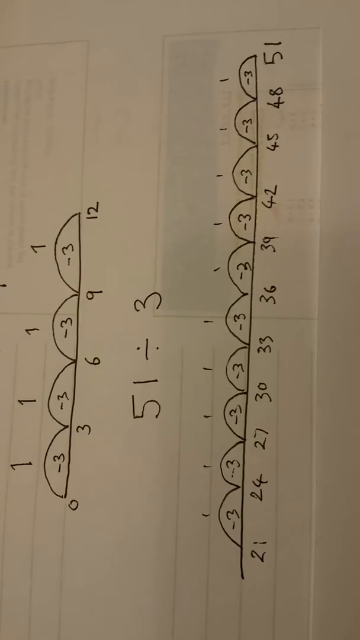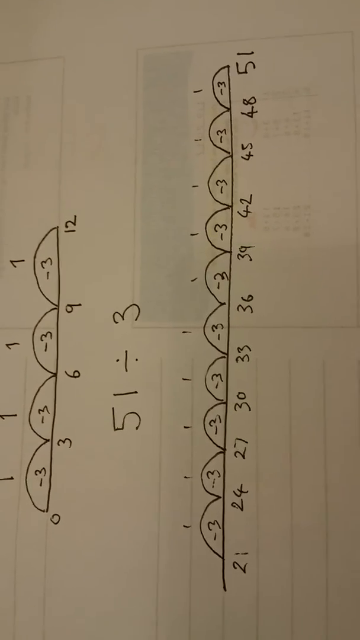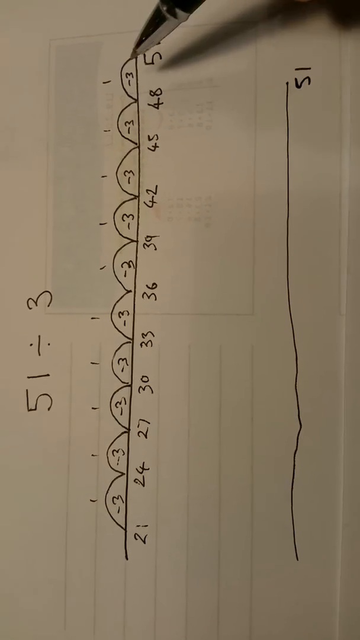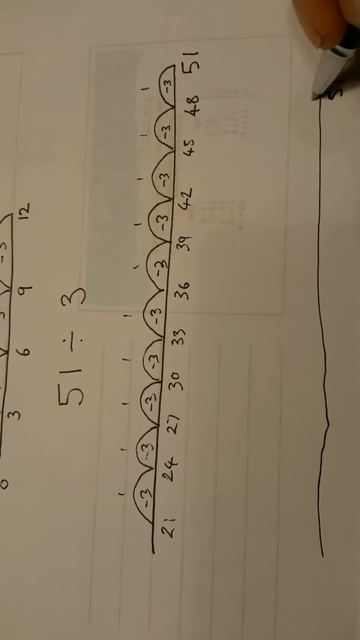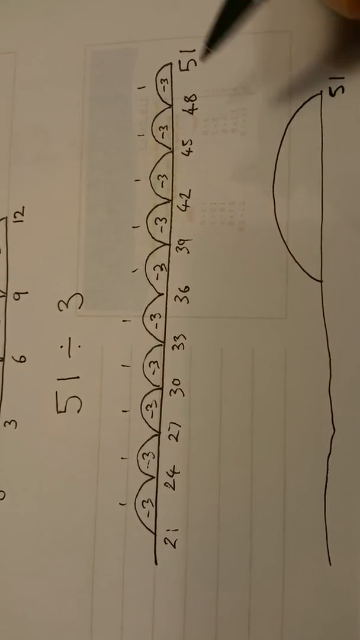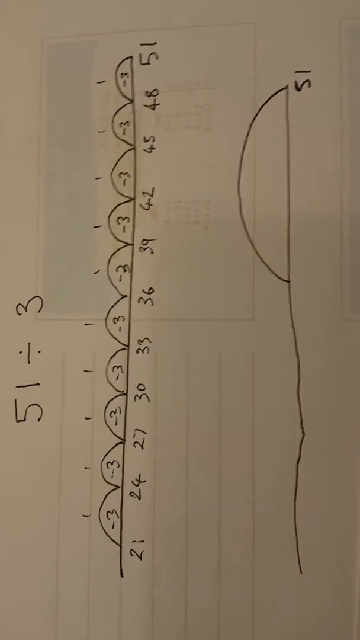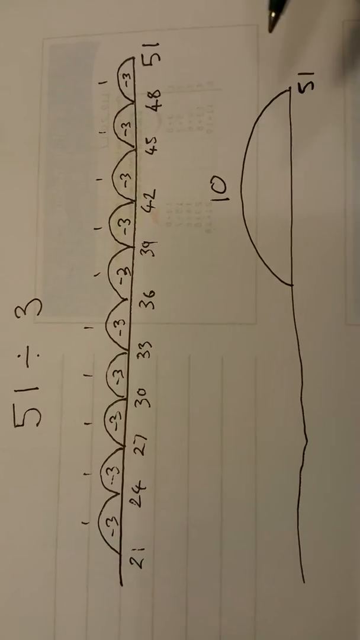Well, why don't I just do that in one big jump? So I can draw my line again, here, and I can say that's still 51. But instead of doing 10 little lots of 3, let's just do it in one go. I'm going to do one big jump. I'm not going to show it all the way down here because I want some of my line free. And I can do, instead of one lot of 3, I'm going to do 10 in one go.